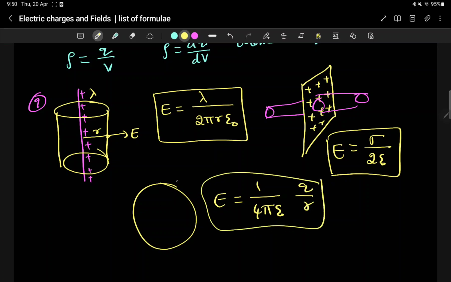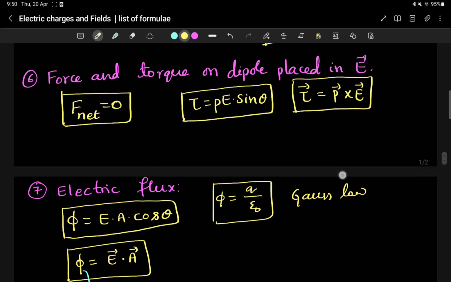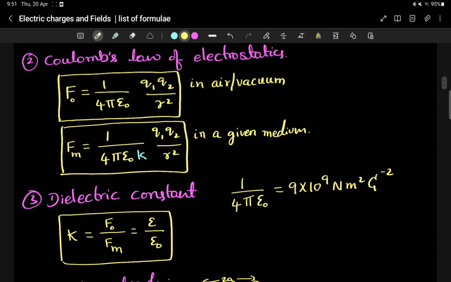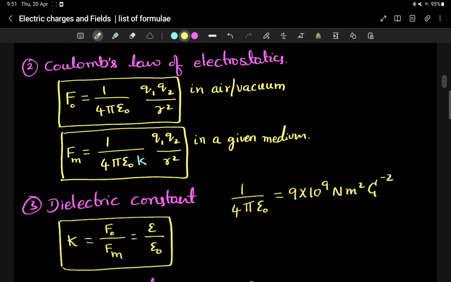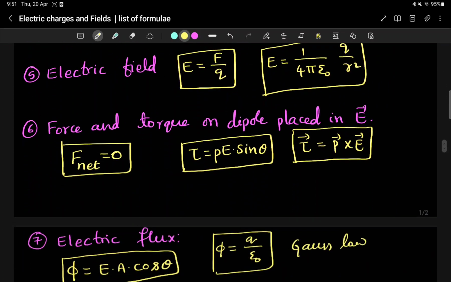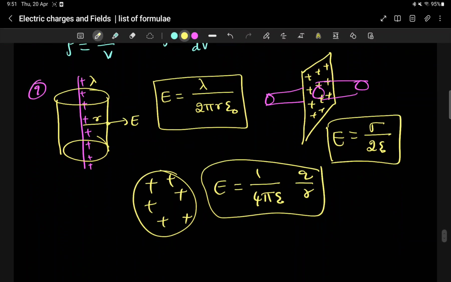So these are the different formulae for the chapter electric charges and fields. I hope I have covered all the formulae from this chapter. If you feel some formulae are missing from this particular list, you can text in the comment section, so we'll try to add them in future videos.